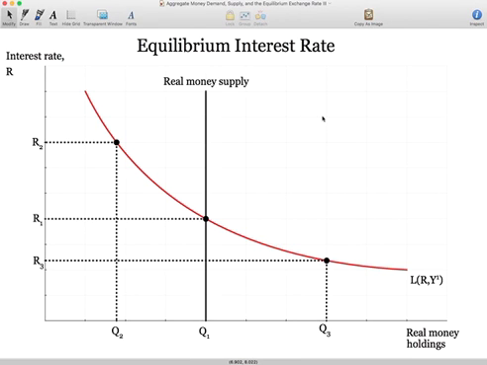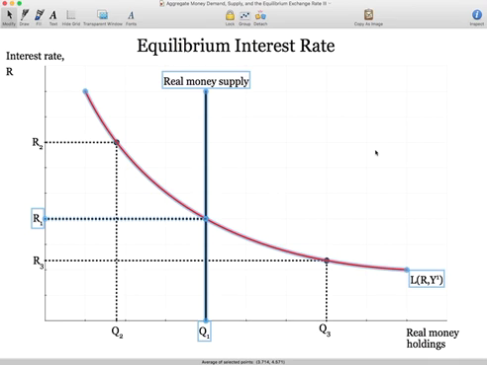Now let's take a look at this, and we'll look at the aggregate demand for money and the aggregate supply of money together. So here we're going to have the real money supply and the real demand for money, the real aggregate demand for money. Where they intersect one another is going to be our equilibrium interest rate and the equilibrium quantity of money in the money markets.